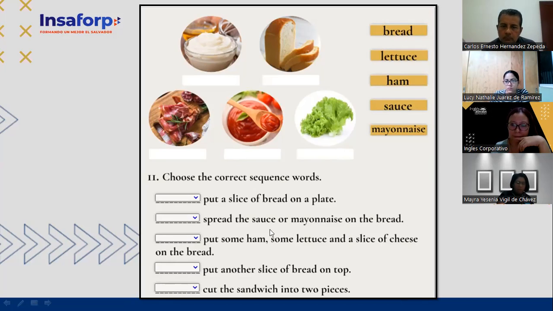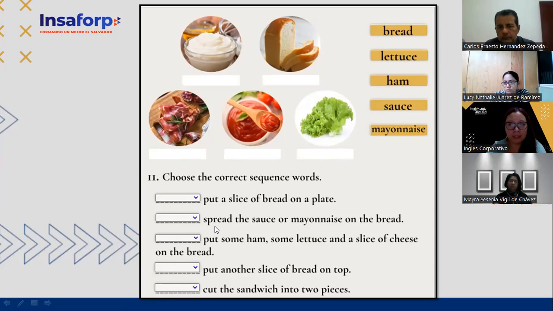Veamos Lucy. Lucy Natalie. ¿Cuáles utiliza usted? First, put a slice of bread on a plate. Then spread the sauce or mayonnaise on the bread. And put some ham, some lettuce, and a slice of cheese on the bread. And then put another slice of bread on top. And finally, cut the sandwich into pieces.